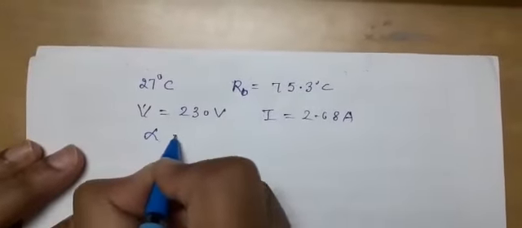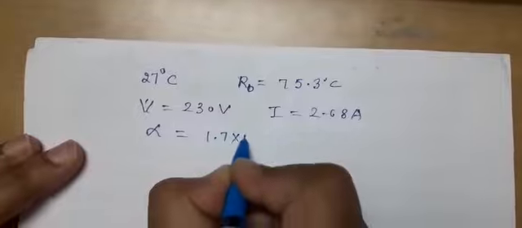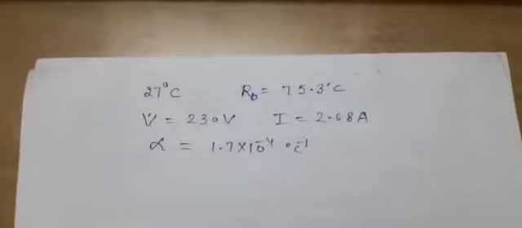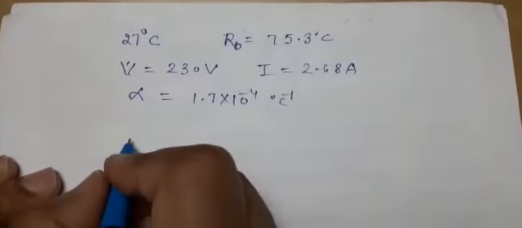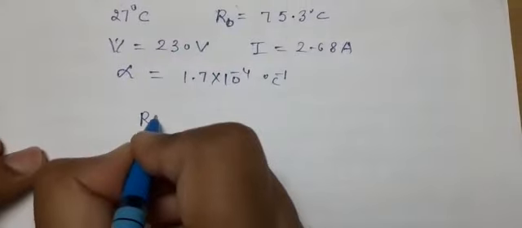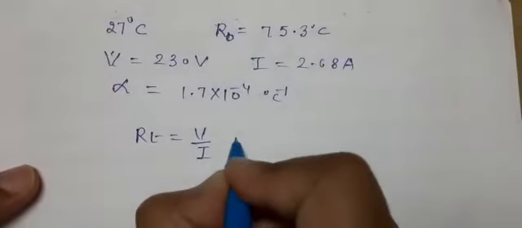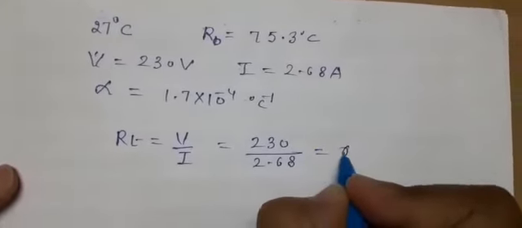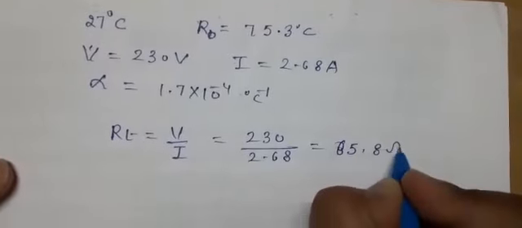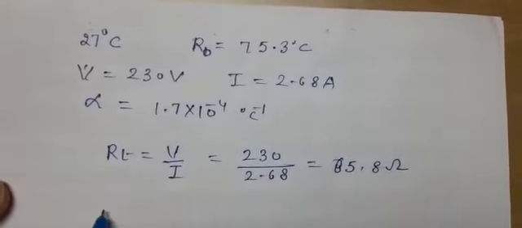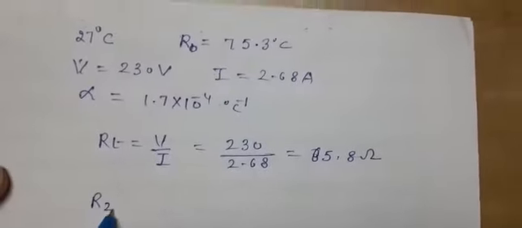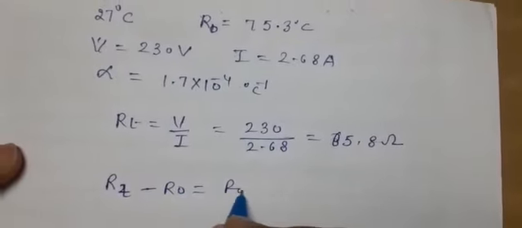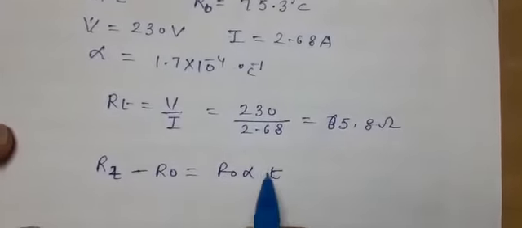The temperature coefficient of resistance is given to be 1.7 into 10 raised to the power minus 4 per degree Celsius. Now here again, as we require the resistance of the wire, the resistance can be obtained by voltage per unit current. As voltage is 230 and the current is 2.68, the resistance will be 85.8 ohm. Now again, we know that RT minus R0 is equal to R0 alpha into T, that is the change in temperature.